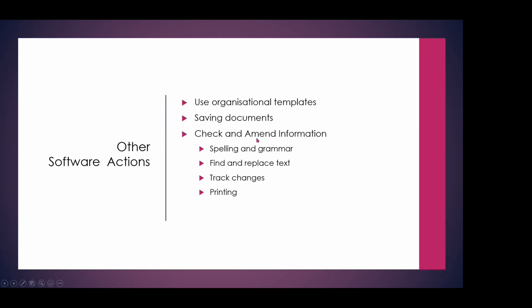So what are the other things we can do within the software? You can use organizational templates. You can save your documents. You can check and amend information. So you can do spell check. You can find and replace text. You can track changes, and you can print.